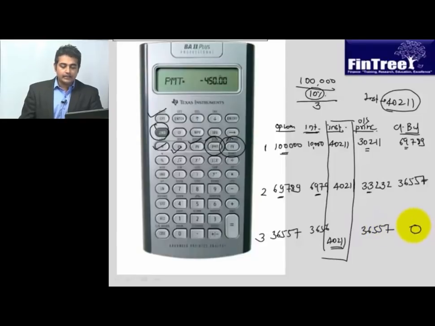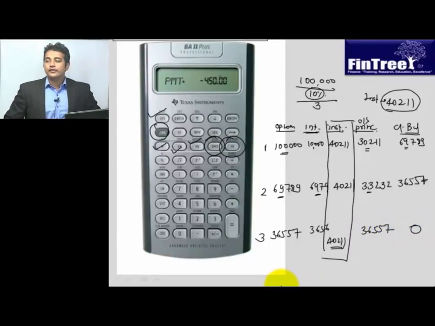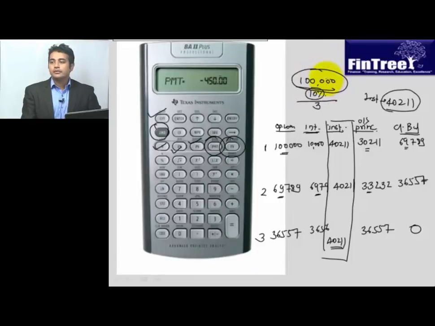36,557. And the outstanding loan at the end of year 3 becomes 0. Have you followed the logic? So this is exactly what your payment function means. When you calculate that payment, it gives you an equivalent set of 3 amounts or 4 amounts or 7 amounts which are equal to your present value today. Which part should I repeat from here? Or are we good to move on?